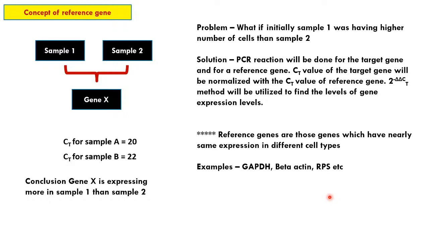Now the mathematics will come and I will teach you how we are normalizing the data, and we are not only saying the expression is high or low, but we are saying how much high or how much low we can quantify it. So we'll be doing that analysis in a very easy, step-by-step method. The 2 to the power minus delta delta CT method for relative quantification of gene expression by real-time PCR.